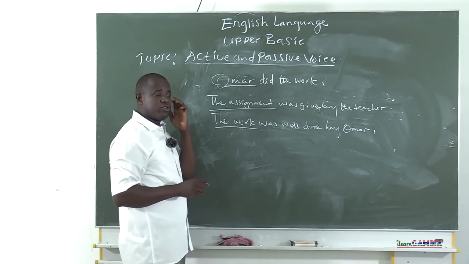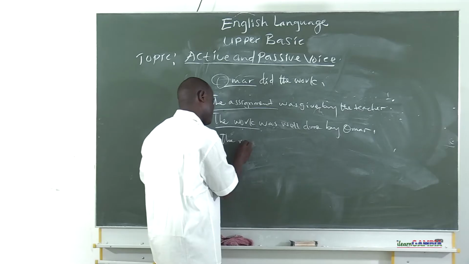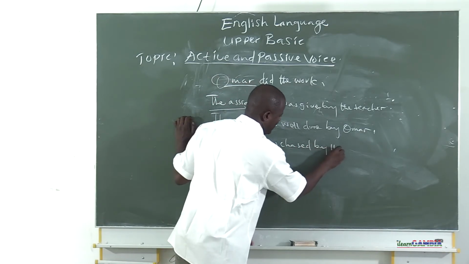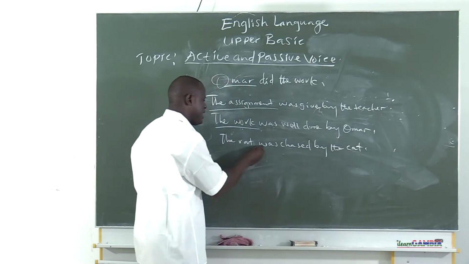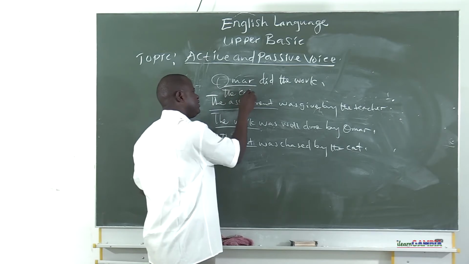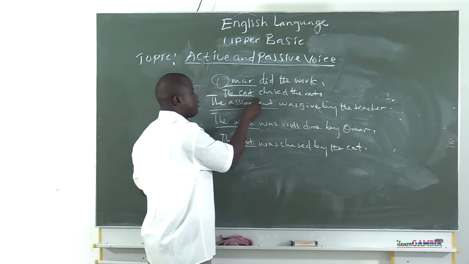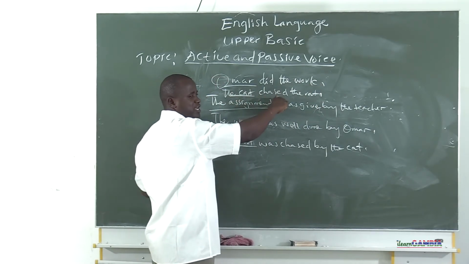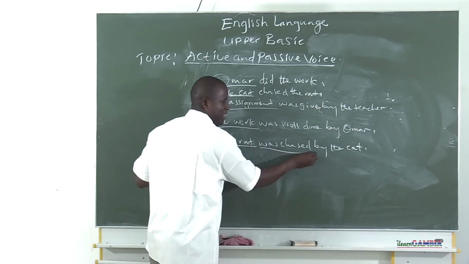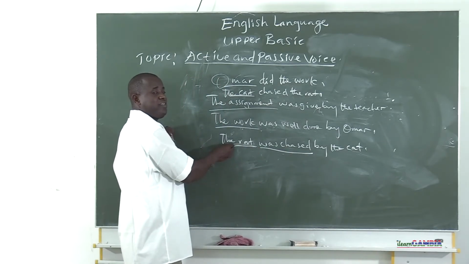So the same thing continues. The rat was chased by the cat. Here the subject didn't do anything. But when you say the cat chased the rat, here the subject does something. What did the subject do? It chased. But when we say the rat was chased, remember this is the subject and this is your verb in the sentence. So here the subject didn't do anything because it's in the passive voice.